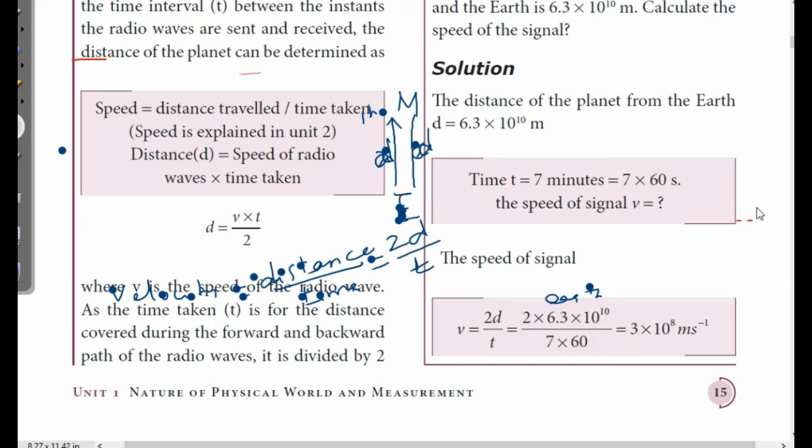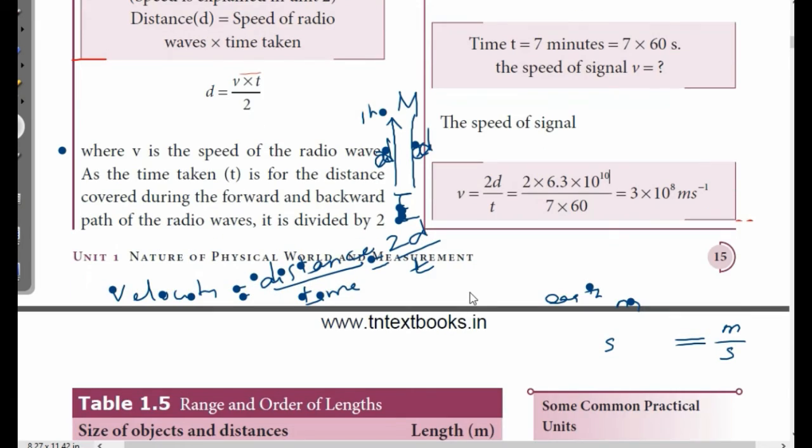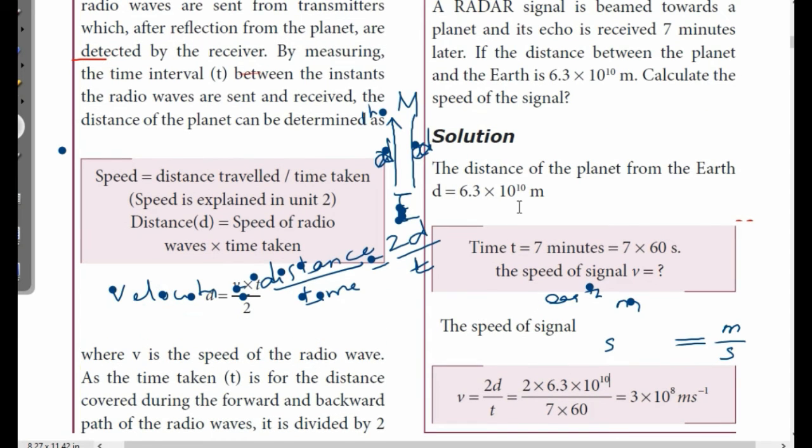So here we have the distance in meter, and 7 minutes is converted into seconds, so we get the velocity unit as meter per second. That is written as m s to the power -1. So that is the speed at which the signal is being sent in order to find out the distance of the planet from the earth.